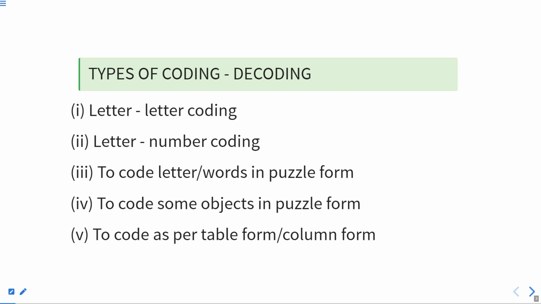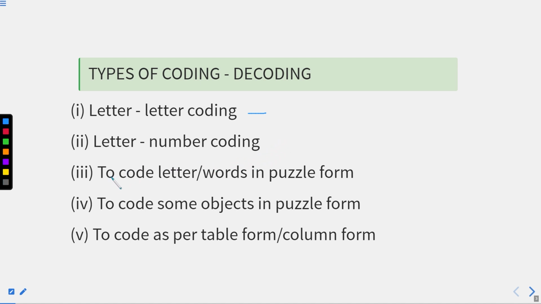Starting with the first type, letter to letter coding. Here we have questions related to alphabetical letters, A, B, C, D, which are coded in the form of some other letters. The second is letter to number. These questions are based on the place values of a letter, represented by a numerical value. For example, A's place value is 1, and in the similar manner till the last, Z, whose place value is 26.